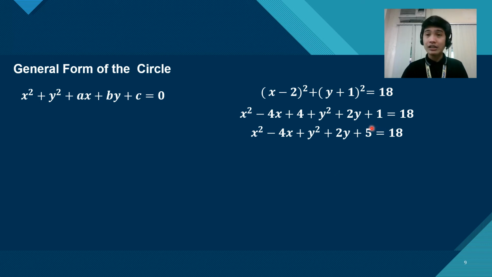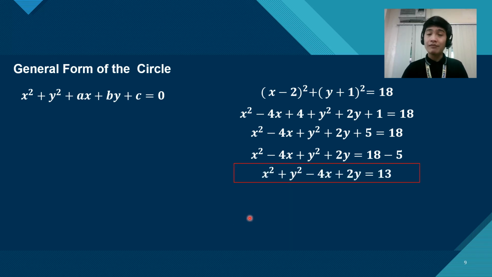Dahil same na constant si 5 and then 18, lilipat natin si 5 sa kabila. So, ang resulta, x squared minus 4x plus y squared plus 2y equals 18 minus 5. So, in that case, we have now x squared plus y squared minus 4x plus 2y equals 13. So yan na po yung general form ng circle kapag kinonvert natin itong standard form of the equation of the circle sa general form.